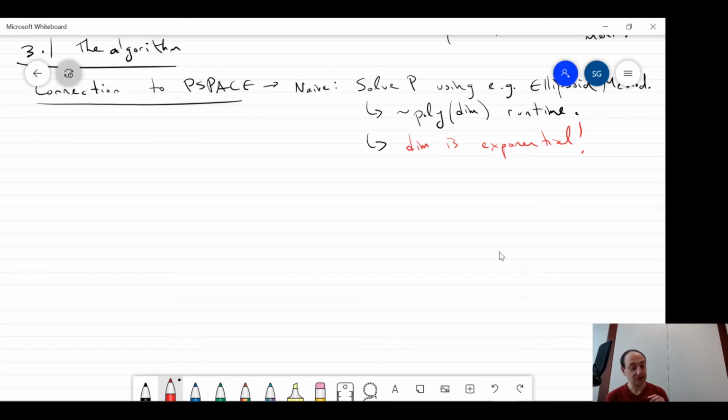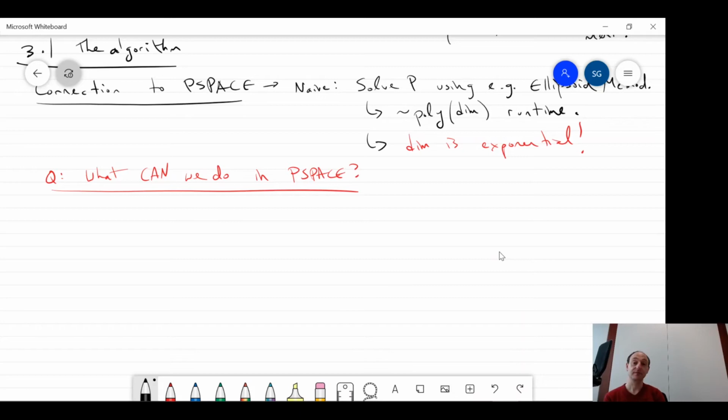We need an alternate method. In particular, we need some way to solve this STP in a clever way. So let's ask ourselves the question: what can we do in P space? Here we're going to use a fact. It will be helpful to think in this view rather than thinking about a polynomial space Turing machine. I'm going to use the fact that P space equals a class called NC poly.